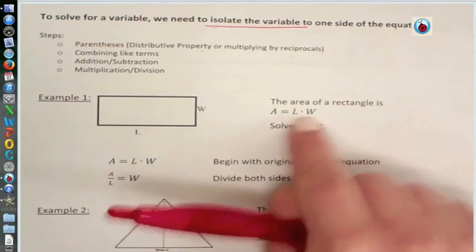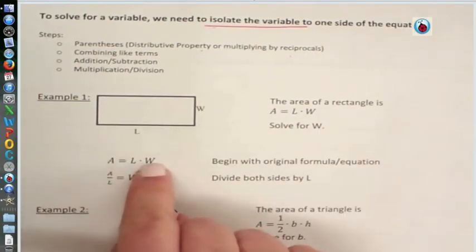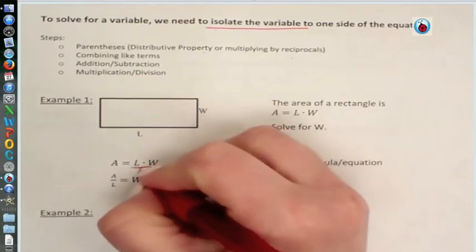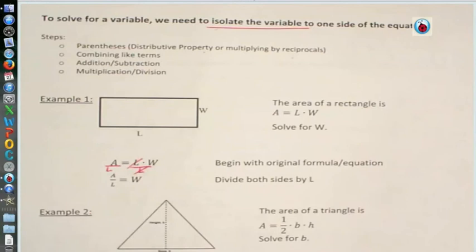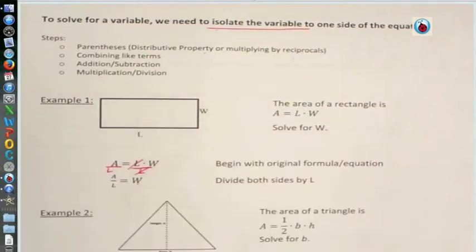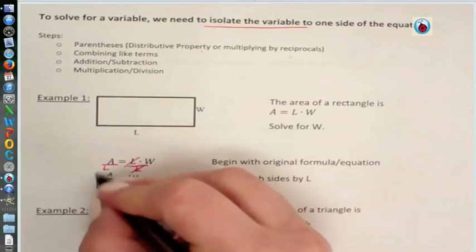So if we want to get W by itself, start with the original equation. Right now, W is not by itself. We have L times W. Well, we can cancel multiplying by L by dividing by L on both sides. Those cancel on the right. On the right side, we get W by itself. On the left side, we have A divided by L, which we'll just leave as A over L. That's fine. There's our equation solved for W.